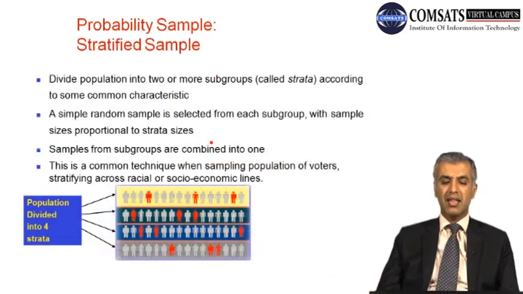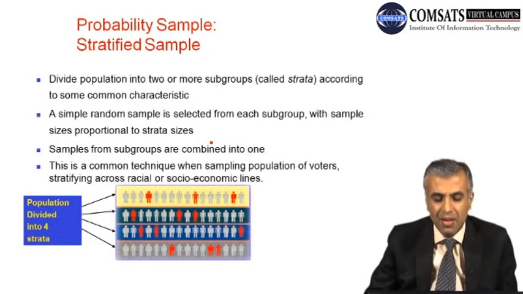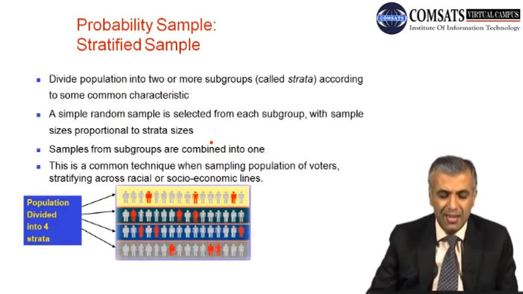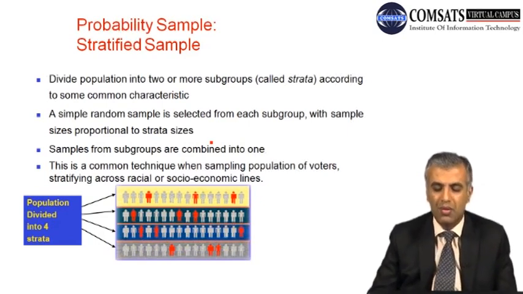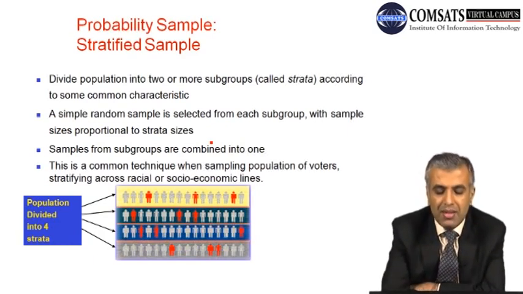Then we have another important sampling type termed stratified sampling, in which we make strata. We make groups in which the people who are like-minded, or who have similar characteristics, are selected. Here we divide the population into two or more subgroups called strata, and based on that, from each subgroup simple random sampling is conducted and people are selected.